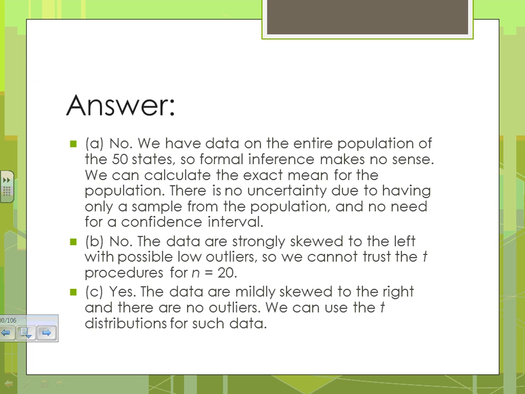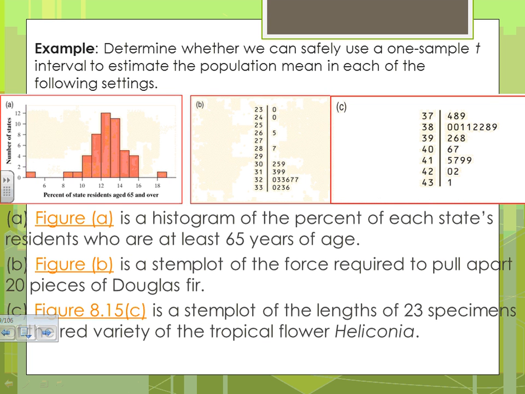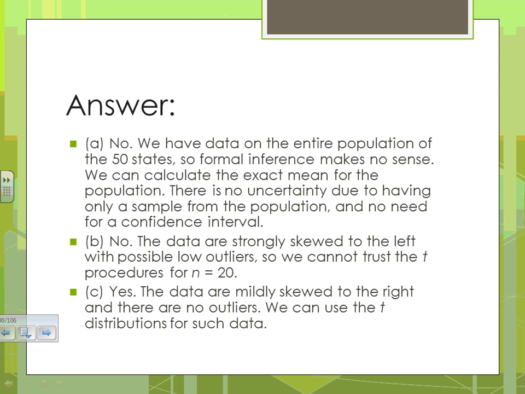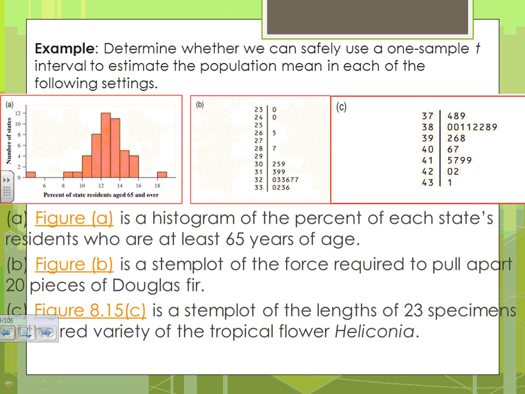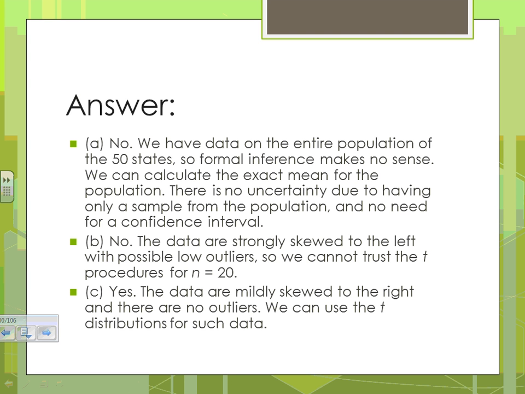Oops, let me go back. So in A, there is a histogram of the percent of each state's residents who are at least 65 years of age. So looking at that, you definitely have 50 states. So what does it say? We have data on the entire population of the 50 states, so formal inference makes no sense. You already know what's going on with the states, since you have census data and different things. So okay, let's look at B and C.